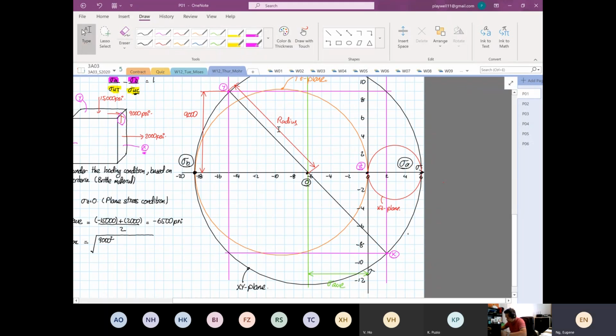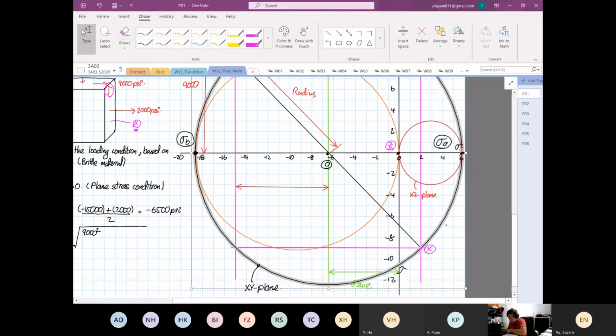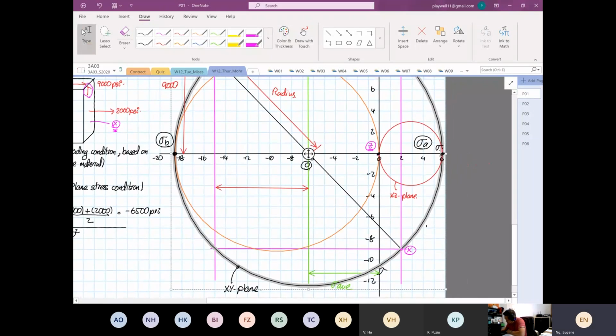And then now we need to find this position. We need to find this distance now. What is the distance from here to here? The distance from there to there is 6,500. So it's equal to minus 15,000 minus 6,500, right?